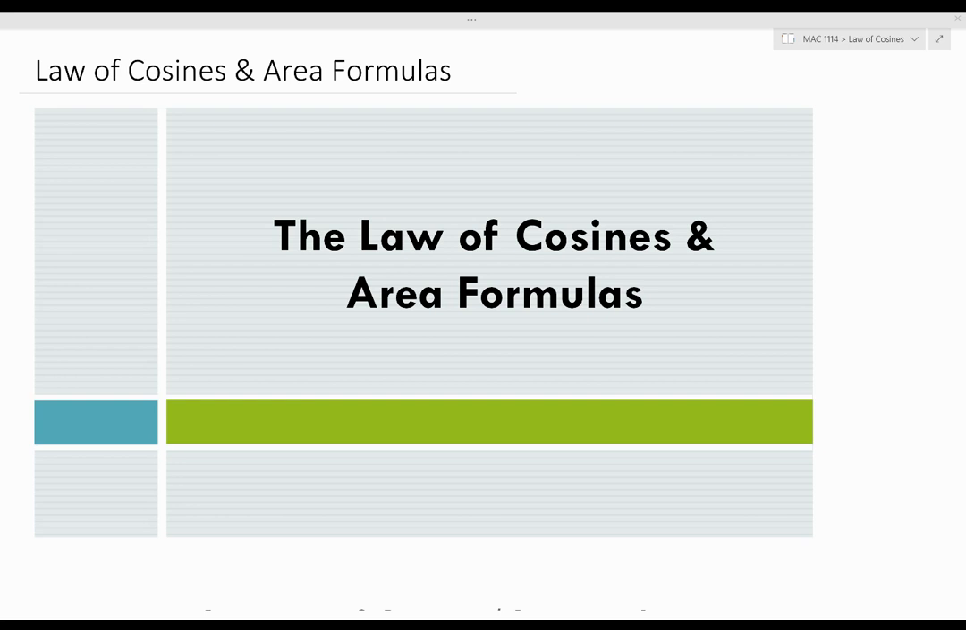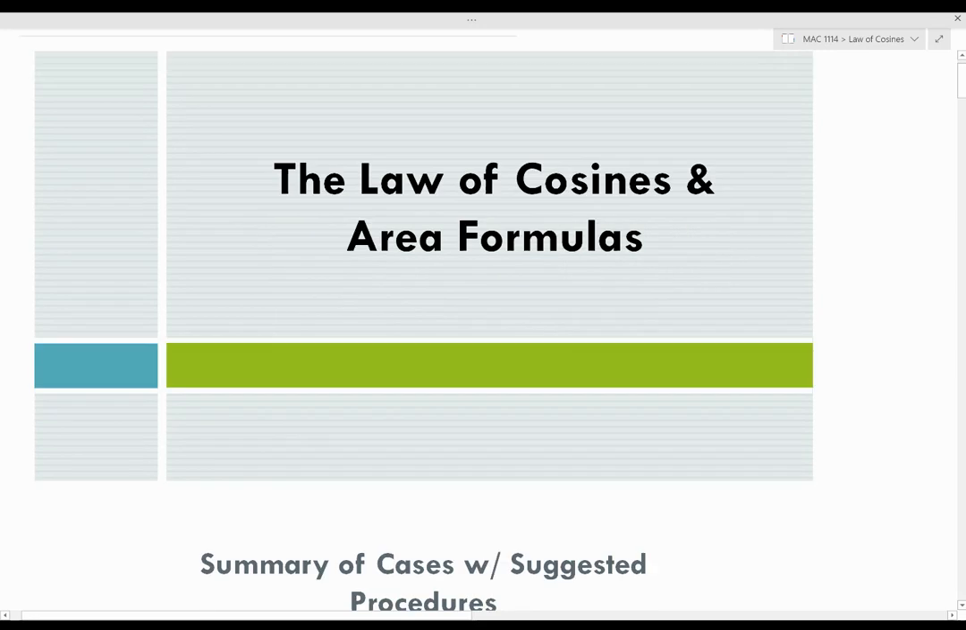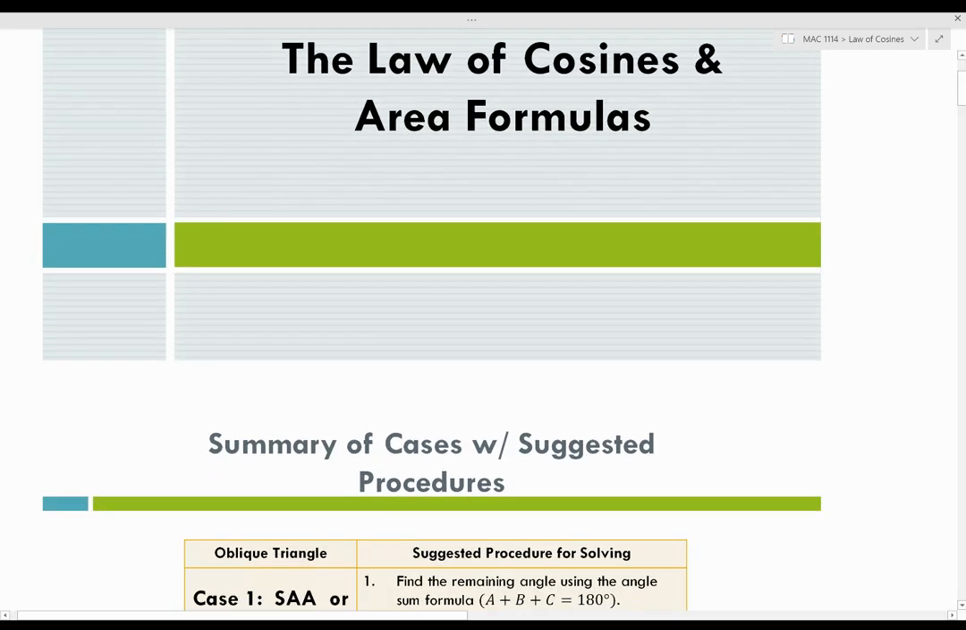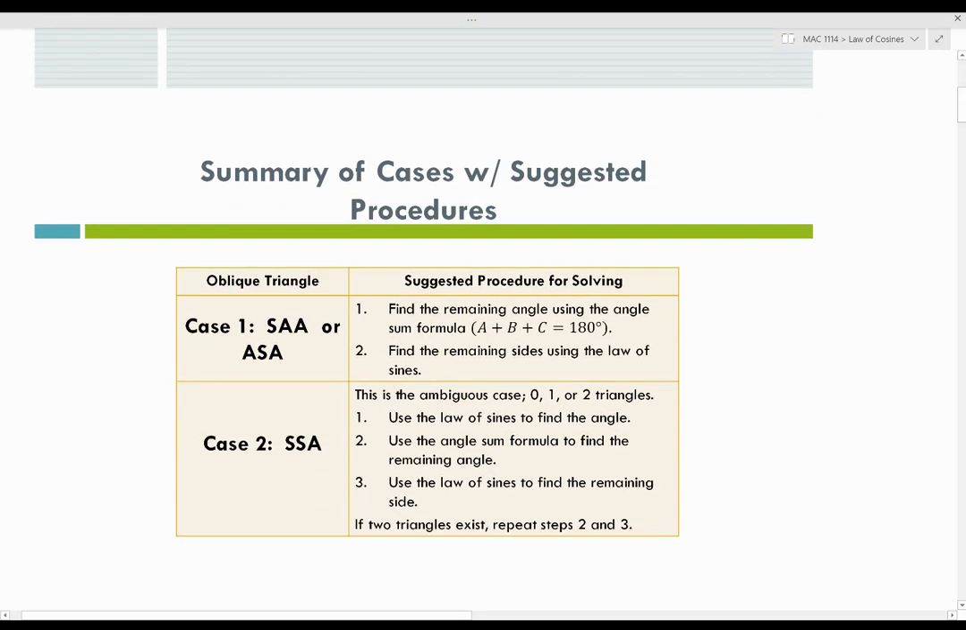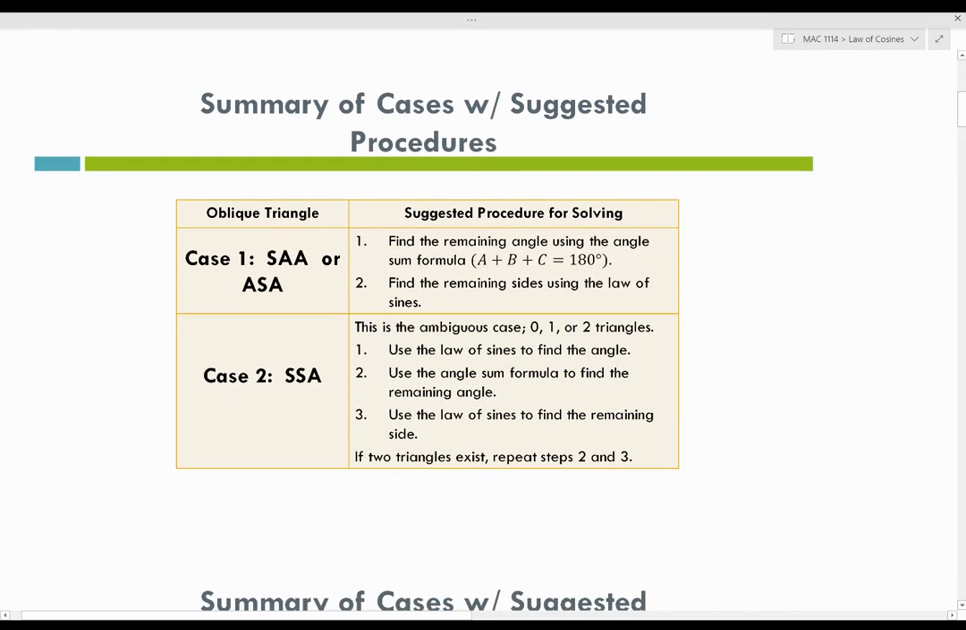Hey, you guys. In this section, we're going to be talking about the law of cosines and the area formulas. If you remember from the previous videos, we were studying the law of sines. Both the law of sines and the law of cosines help us solve oblique triangles. Remember, an oblique triangle is a triangle that's not a right triangle, which means it doesn't have a 90-degree angle.